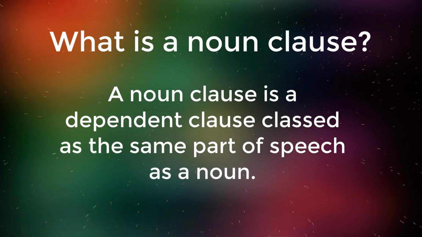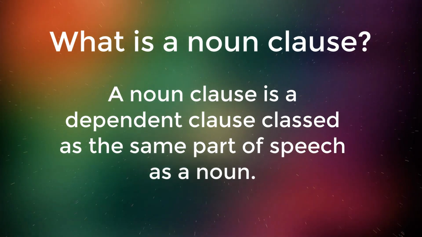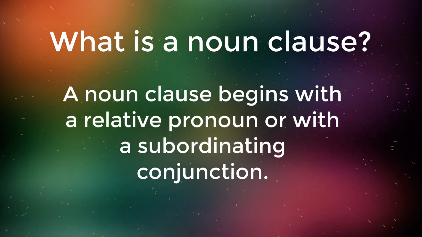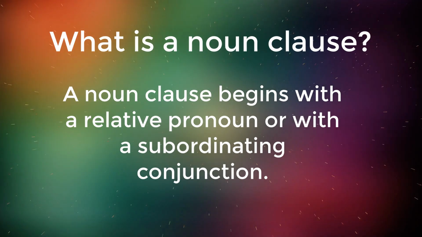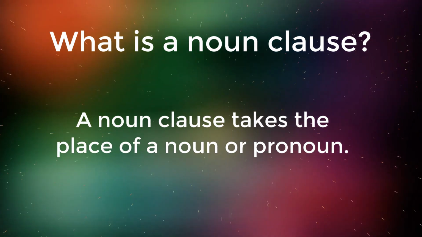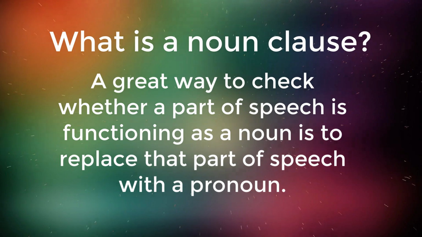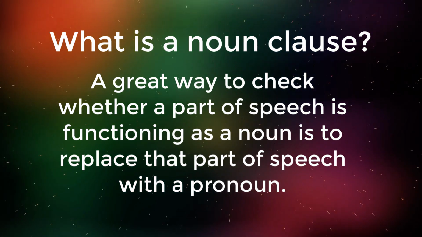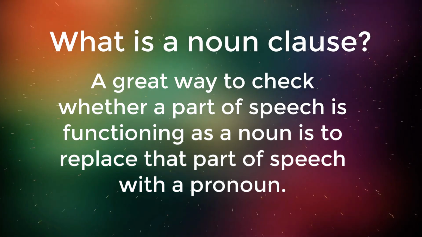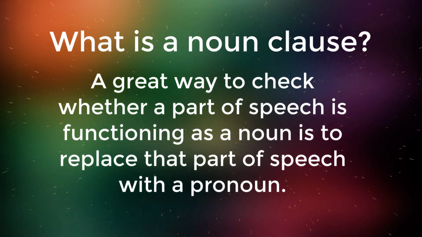We know that a noun clause is a type of dependent clause classed as the same part of speech as a noun. From a previous lesson, you've learned that a noun clause begins with a relative pronoun. It can also begin with a subordinating conjunction. But the most important thing to remember is that a noun clause takes the place of a noun or a pronoun. And a great way to check whether a part of speech is functioning as a noun is to replace that part of speech with a pronoun. If you can, then your phrase or clause is functioning as a noun.